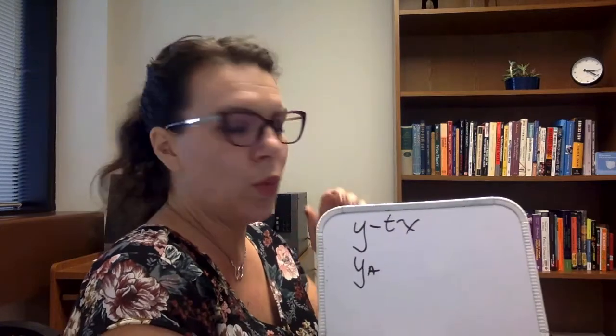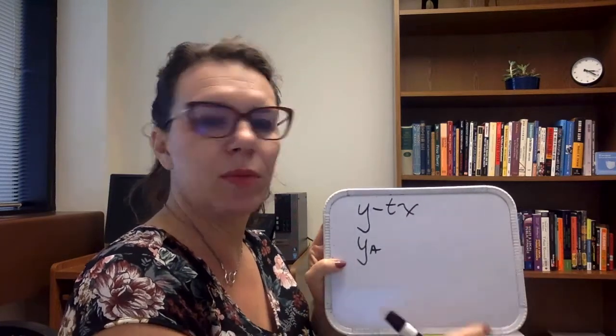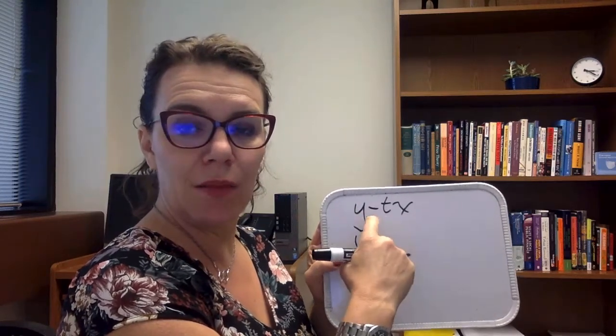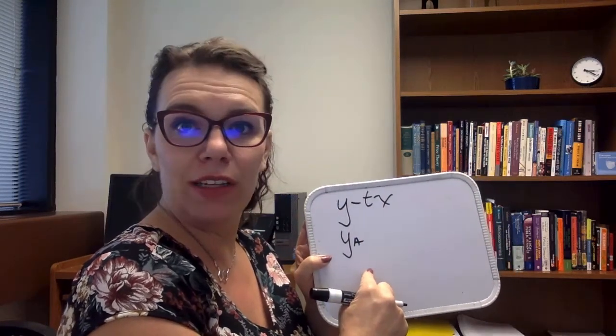And so what the Harris-Todaro model says is people are going to choose to move to the city if the urban disposable income is greater than the rural income.